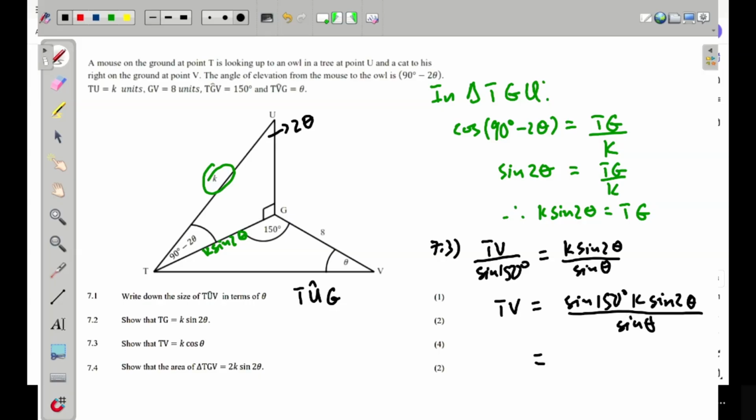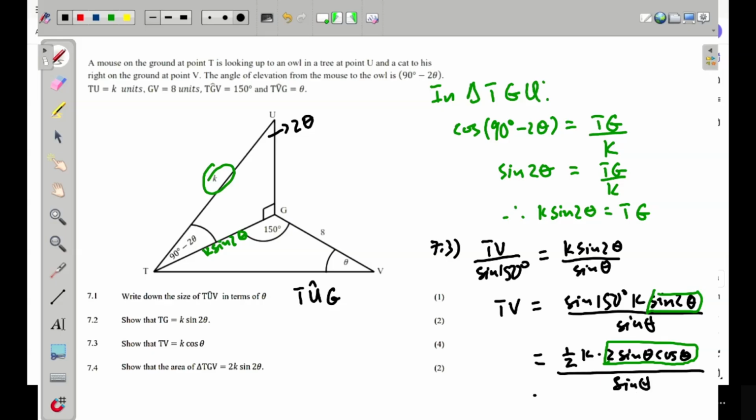Now, grade 11s, of course, you got stuck there. But if you're in grade 12, you know your double angle formula. Sine 2 theta is 2 sine theta cos theta. Sine 150 is a half because it will reduce to a sine 30. So that's a half K, and then we're going to go 2 sine theta times cos theta, because this is what sine 2 theta will become, and this is all over sine theta.